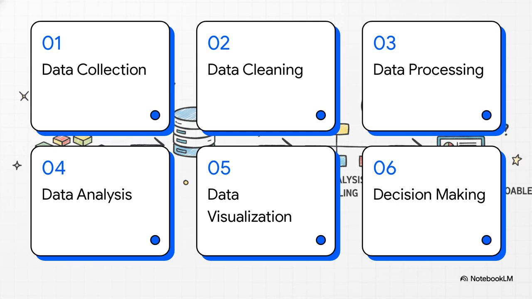Here is our roadmap for today. We'll be hitting the 6 stations of our data factory. 1. Data collection. 2. Data cleaning. 3. Data processing. 4. Data analysis. 5. Data visualization. And 6. Reporting and decision-making. Let's get into it.